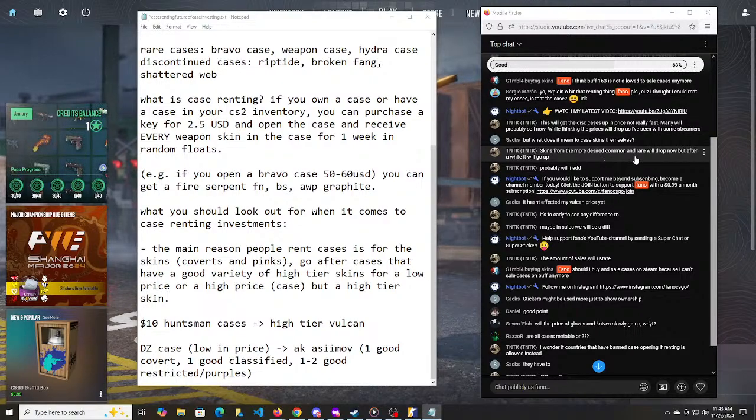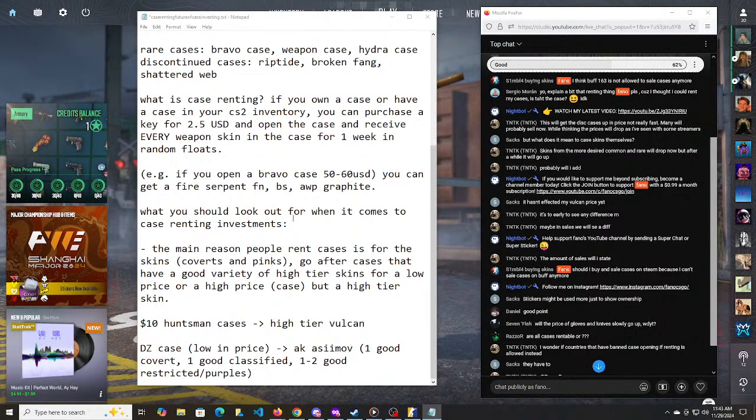Skins from the more desired, common, and rare will drop now, but after a while it will go up. I think in the long run they all rise in general. This is not something that's going to destroy case investing. We're not going back to the era of 3-cent cases. That's just absurd if you ask me. And it's going to take time, ladies and gentlemen. It's going to take time for us to really see these impacts, which is why, like I said, buy dips.